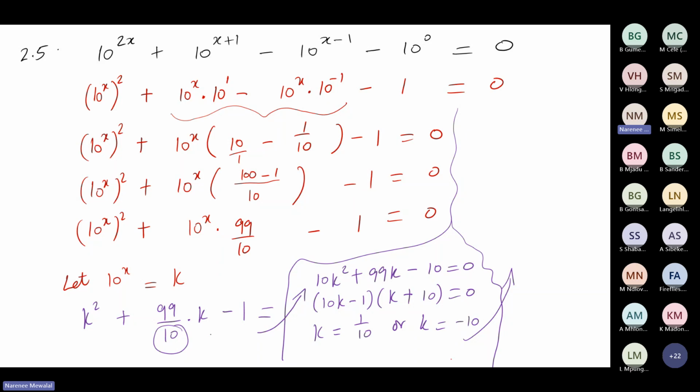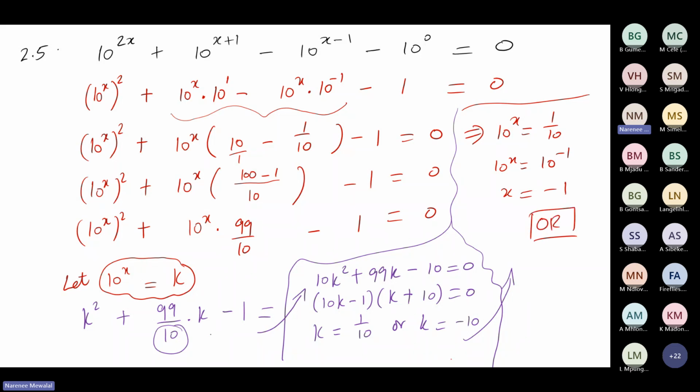Moving on up here, you're going to say now, that implies that, what did we let our 10 to the x equal? k. So you're going to say that implies now that 10 to the x is equal to 1 over 10, all right? So 10 to the x is equal to 10 to the minus 1, and x is equal to minus 1. Or, I'm just writing it below because I don't have any more space on the side. You're going to have 10 to the x is equal to negative 10.